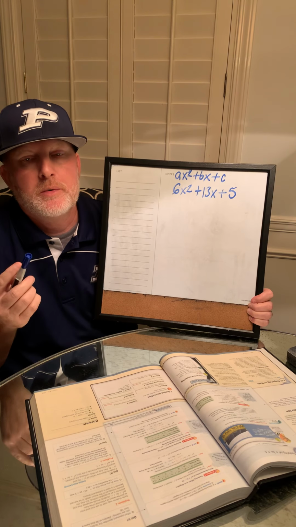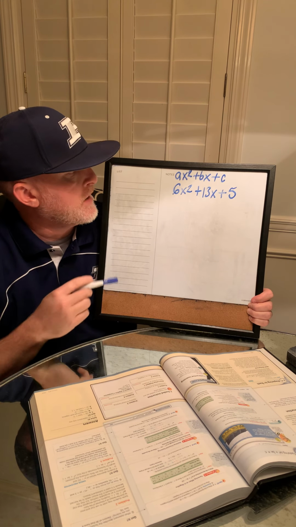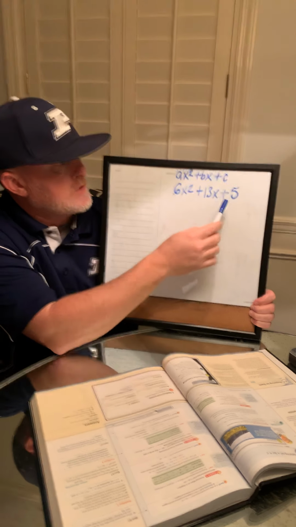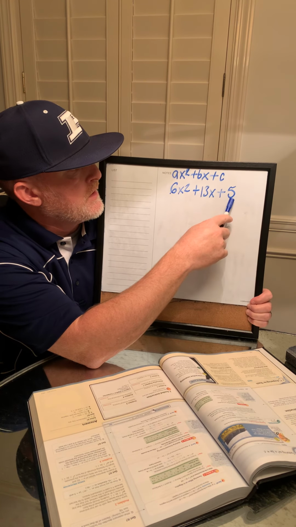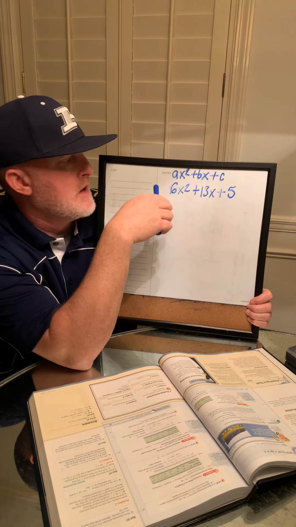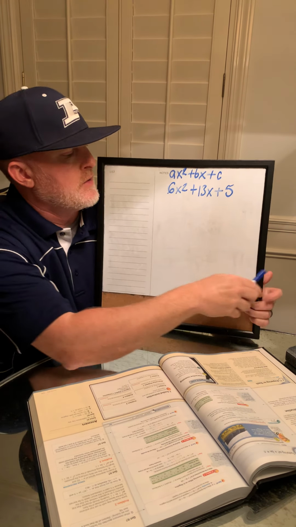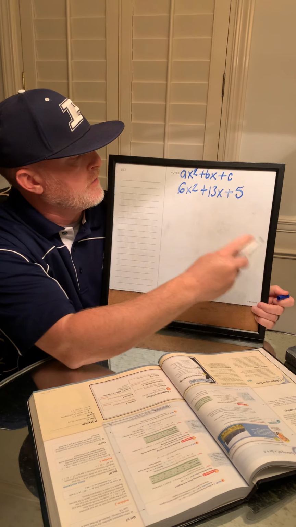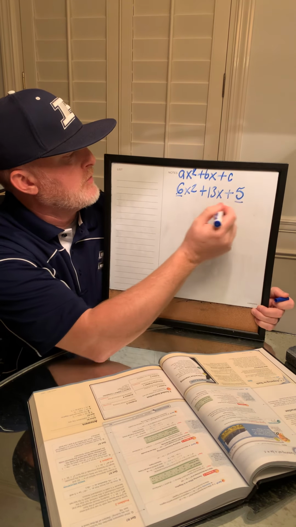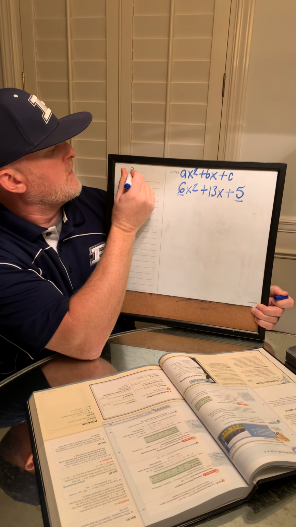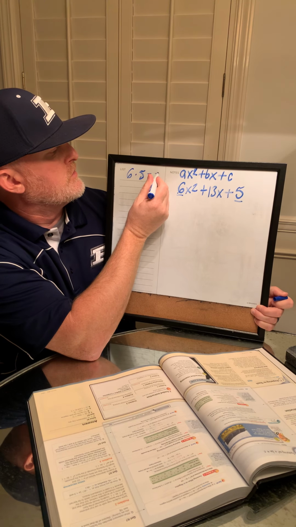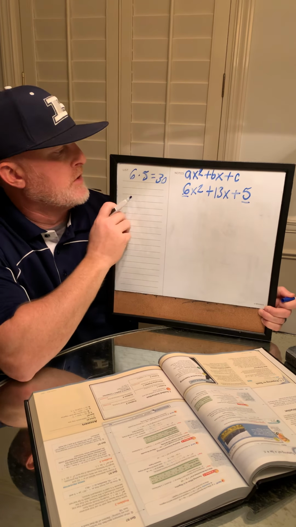So this is going to work a little bit differently than the ones that we did on Friday. On Friday, all of our coefficients were 1, so we were just looking at what are the factors of c that would add together to give me b. But now, because we have a coefficient of a, we have to do that a little bit differently. So our first step is we multiply our a value times our c value. So we say 6 times 5, and of course 6 times 5 is 30.